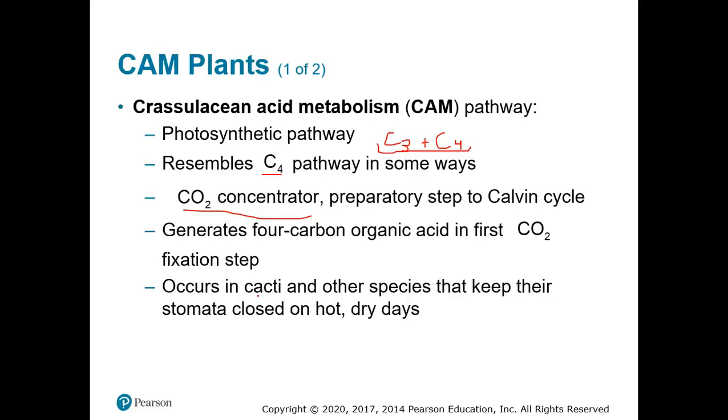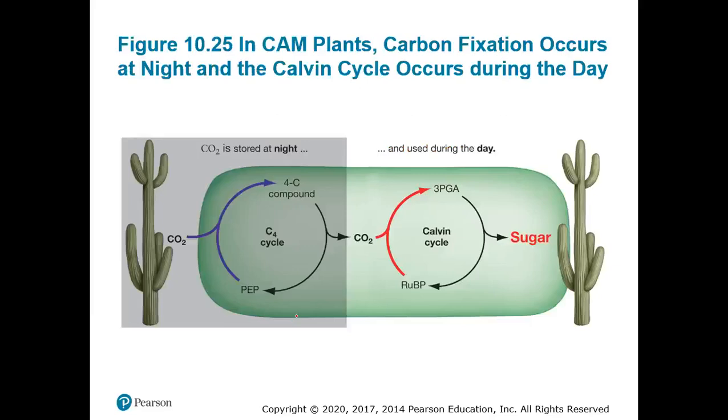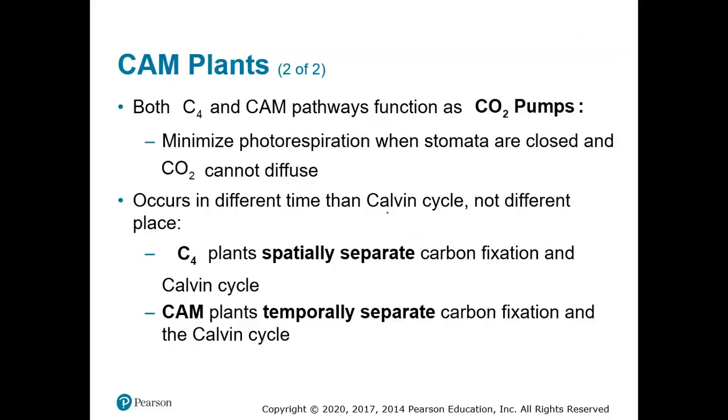CAM plants are going to be things like cacti, really desert adapted species that have to keep their stomata completely closed on any hot, dry days. So, big difference here. Our C4 cycle, our carbon pump, is running at night. When it's not quite so hot and dry, we can open up those stomata, we can run this C4 cycle, we can concentrate a bunch of CO2, and then during the day, we can funnel in that CO2 that we just made into this C3 pathway, this carbon fixation that we do as our first step of the Calvin cycle. So that's our main difference.